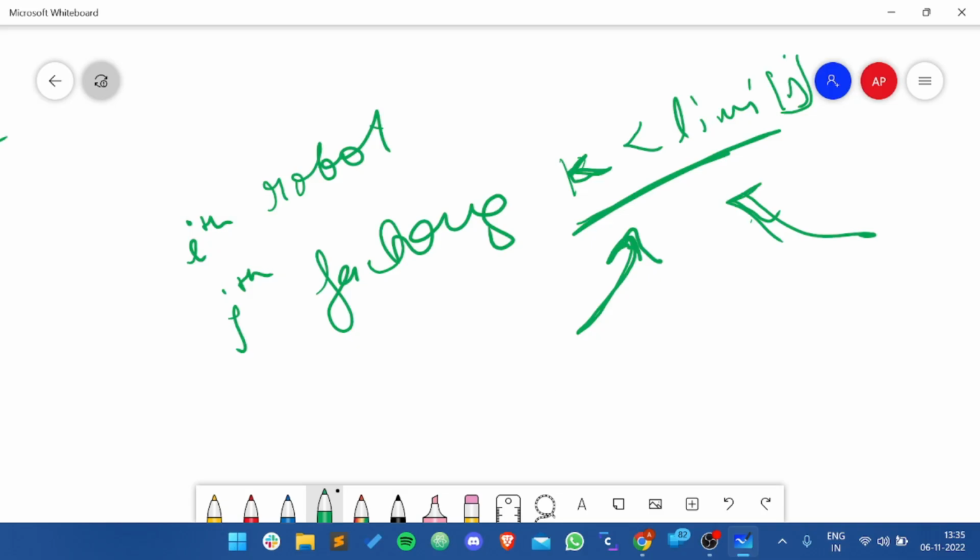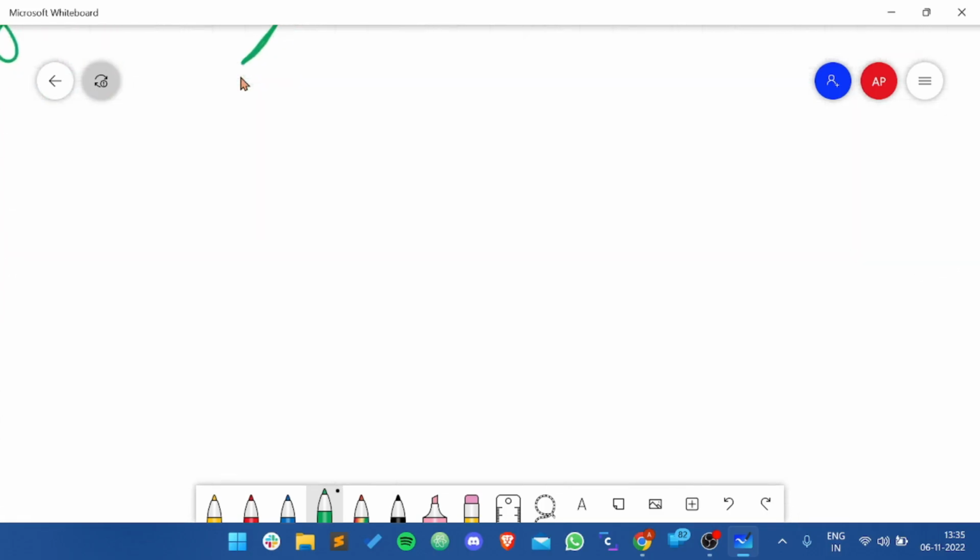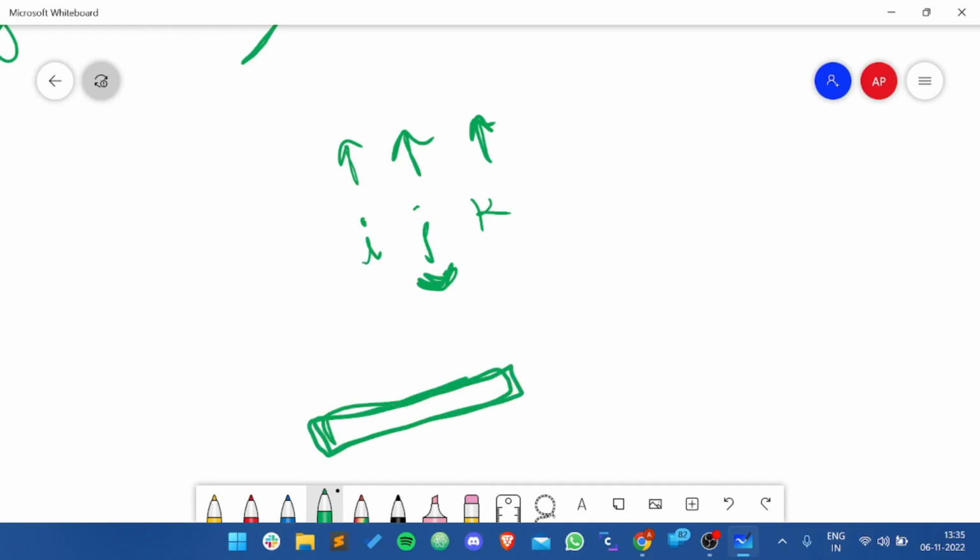So for any point i, j, k: i is the index of the robot, j is the index of the factory, and k is the number of robots already processed on the jth factory. It is obvious that these k robots are consecutive, because as I have already said, any robot will be fixed to its adjacent factory. So these k should all be consecutive.